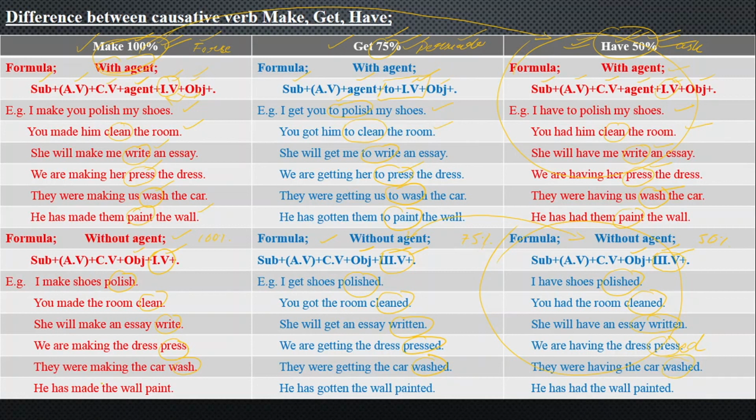He has made the wall paint. He has gotten the wall painted and he has had the wall painted. So third form always without agent in causative verb get and have, but in causative verb make, first form of the verb.